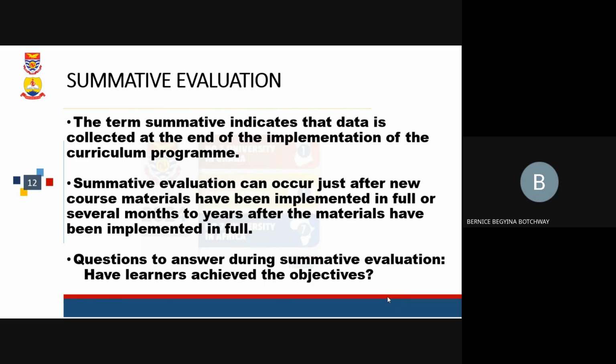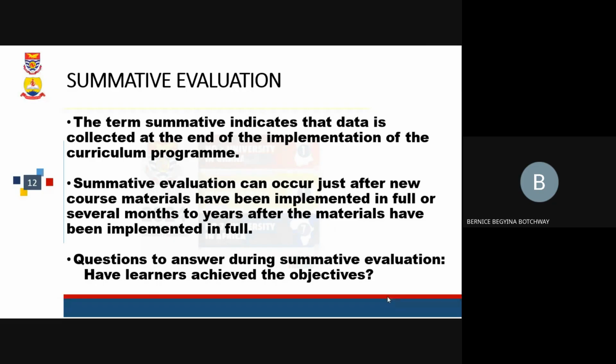So the question to answer during summative evaluation is, have learners achieved the objectives? Just like in the classroom, whilst you are teaching, you are asking questions to see if students are really getting it. If students are not getting it, then you modify it to make sure that they are getting it. That's the formative evaluation.